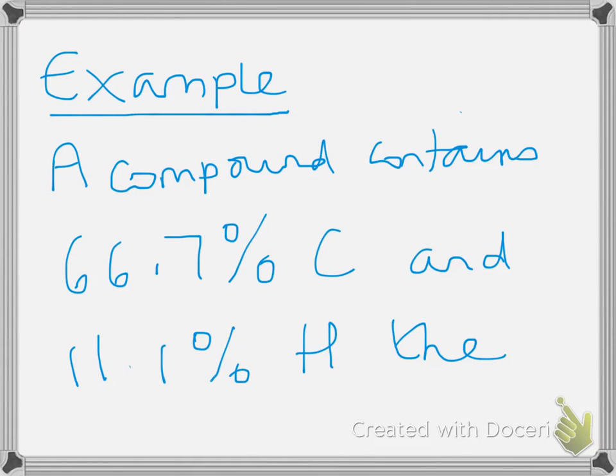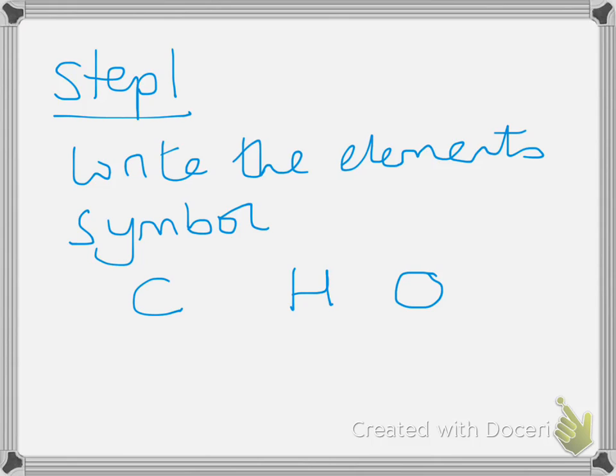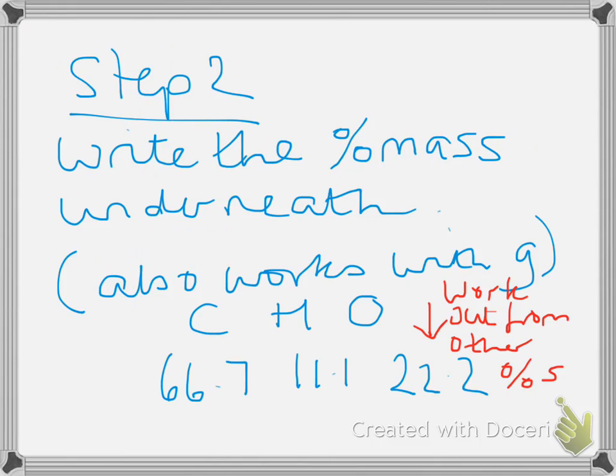First example then, a compound contains 66.7% carbon and 11.1% hydrogen. The rest is oxygen. Calculate the empirical formula. So step 1, write the elements that are involved. Put the symbols in like a table form. So I've got carbon, hydrogen and oxygen.